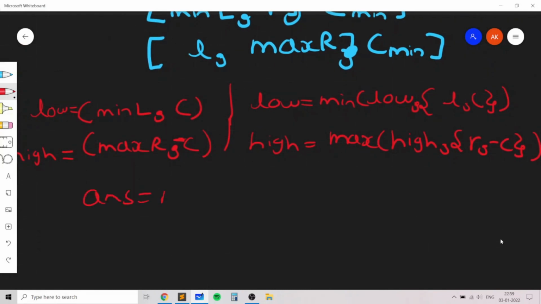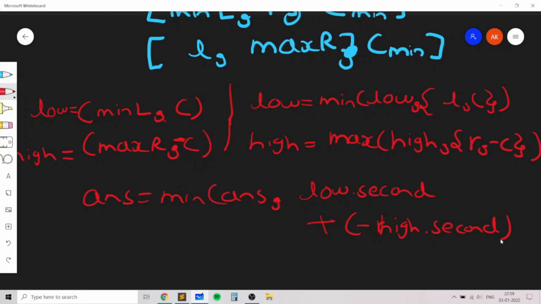We can find the cost to be the minimum of the cost so far and L dot second plus the negative value of R dot second, or low dot second plus the negative value of high dot second, because low dot second corresponds to the minimum cost for a segment which has a left endpoint at min L, and high dot second corresponds to the negative value of the cost of a segment which has a right endpoint at the maximum value of R. That's why this quantity will give us the sum of these two costs.